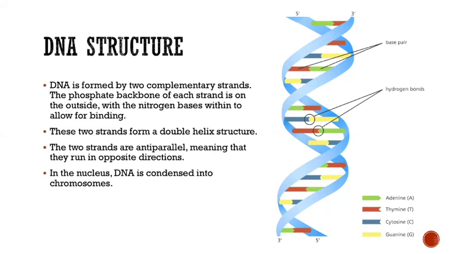In the nucleus, DNA is often condensed into chromosomes. So you have these big long strands of DNA that get very packed together using histones and other proteins, but we won't get into that here. That'll be more for your molecular genetics.